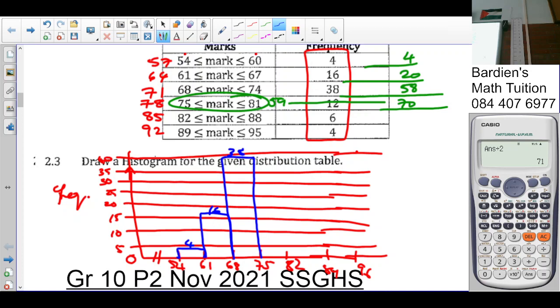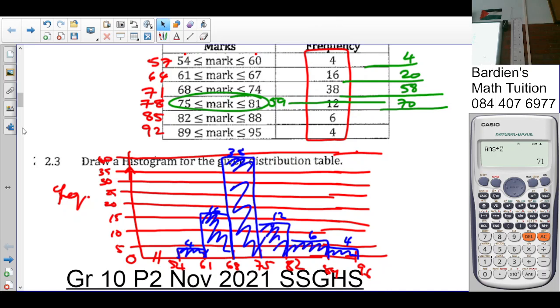Okay. The next one is going to be 12. So this is above 10. Then we got 6, which is above 5. And then we got 4, which is just below 5. Then we do what we do best. Color in, and there we go. That is your histogram.